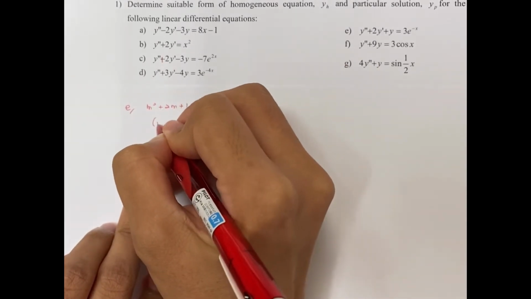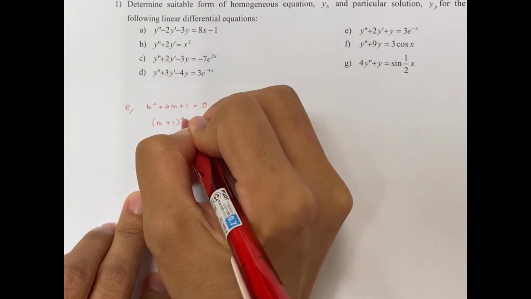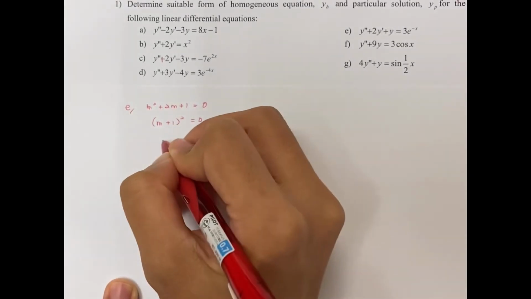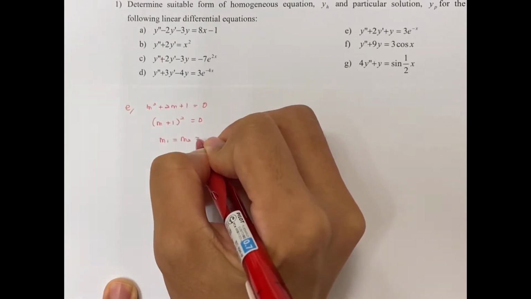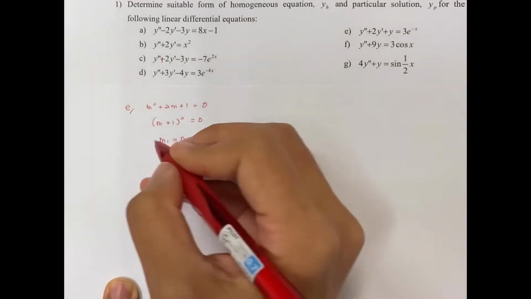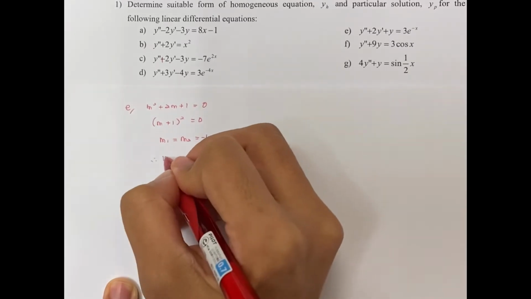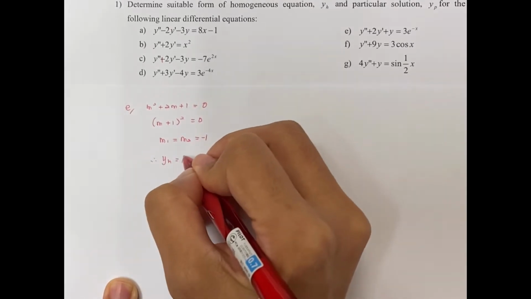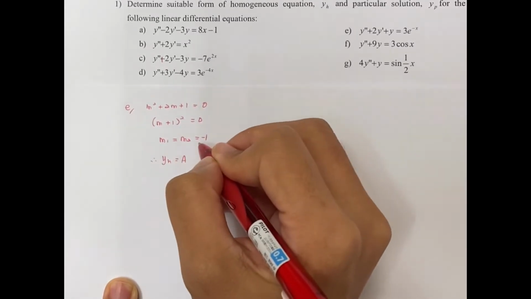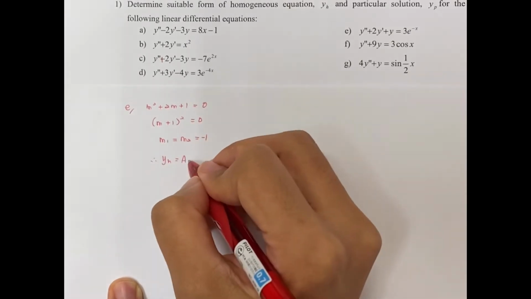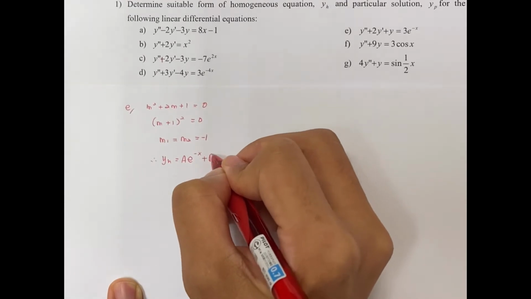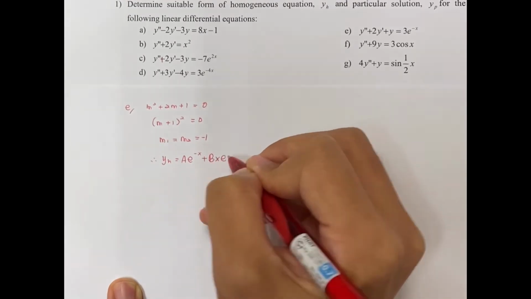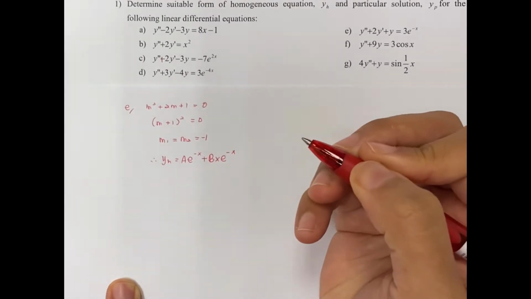For question E, m squared plus 2m plus 1 is equal to 0. And then we have (m plus 1) squared equal to 0. So both m1 and m2 are equal to negative 1. For YH, you have real but repeated roots. So A exponent minus x plus B x exponent minus x.